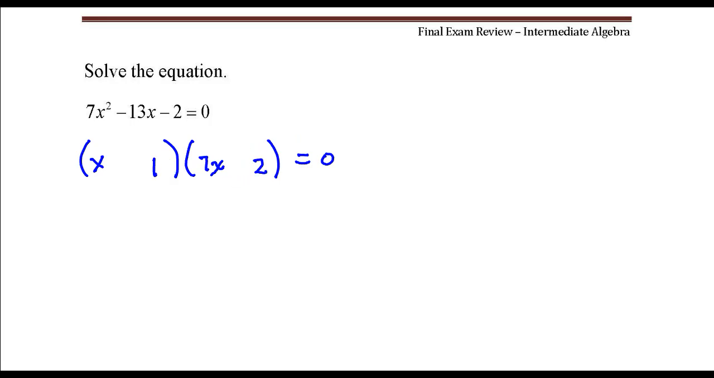Now, I'm trying to determine if I have the right factorization here, and I can easily check that by multiplying the inner two terms together. That's going to give me a 7x, and then the outer two terms, that's a 2x. But there's no way to make a negative 13 out of those two numbers if I add them together, so that's the wrong factorization. Now, if I switch these two numbers, put the 2 here and the 1 here, that may work out, so let's check that.